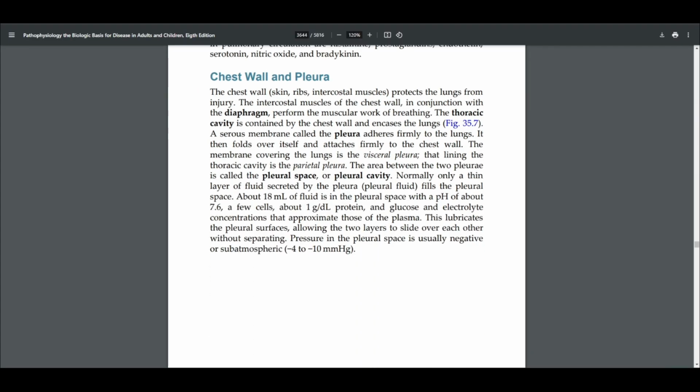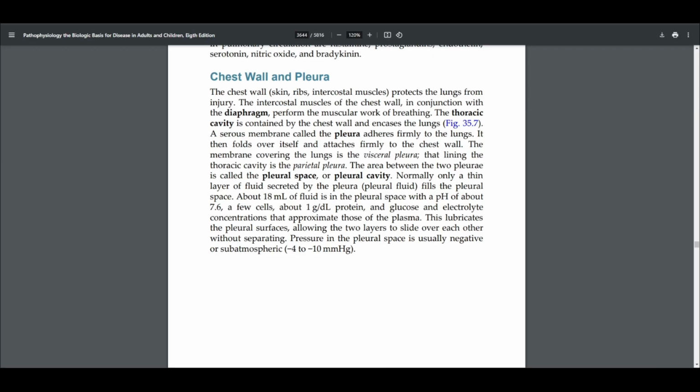So, the chest wall and your pleura. The chest wall, the skin, ribs, and intercostal muscles protect the lungs from injury. The intercostal muscles of the chest wall, in conjunction with the diaphragm, perform the muscular work of breathing. The thoracic cavity is contained by the chest wall and encases the lungs. A serous membrane called the pleura adheres firmly to the lungs. It then folds over itself and attaches firmly to the chest wall.